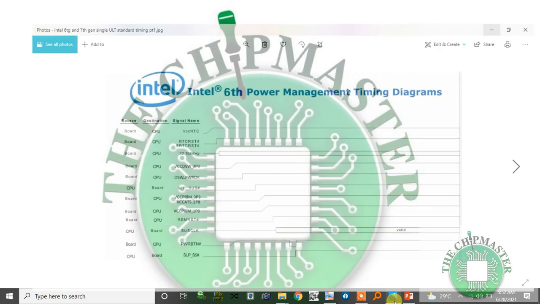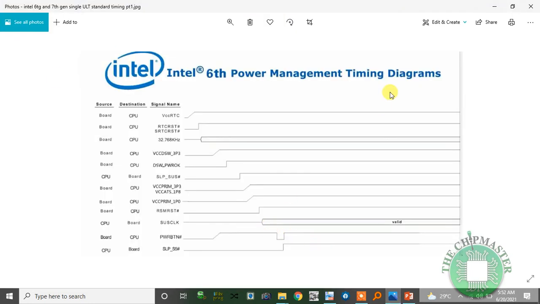So I have an image here of the timing, which is the Intel Series 6 power management timing diagram, right? So this is the timing. This is a demo class, so I'll explain as much as I can, and we're going to start from here.